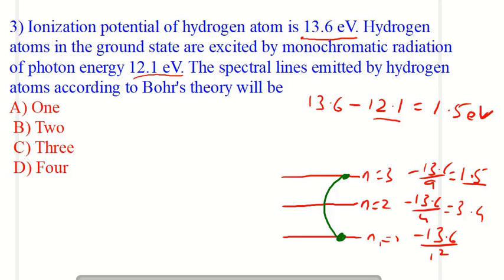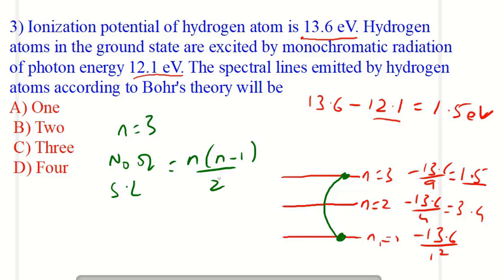Now after being excited, it may come down. What we want to find is how many spectral lines will be emitted by that atom due to this jumping, with the electron coming down. So here n is equal to 3. The formula says the number of spectral lines emitted is equal to n into n minus 1 divided by 2. This is the formula for finding this.